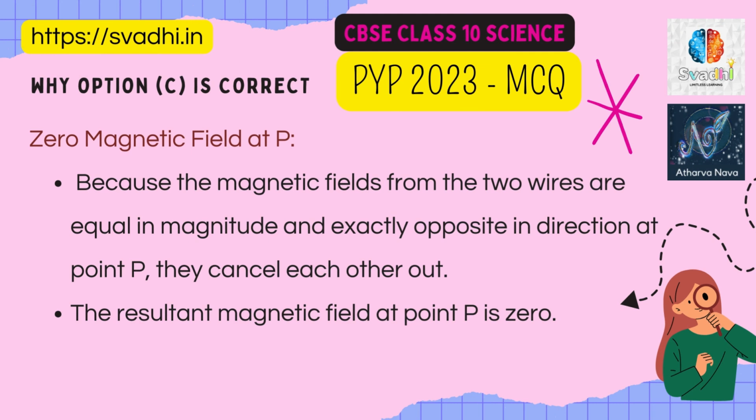Zero magnetic field at P. Because the magnetic fields from the two wires are equal in magnitude and exactly opposite in direction at point P, they cancel each other out. The resultant magnetic field at point P is 0.